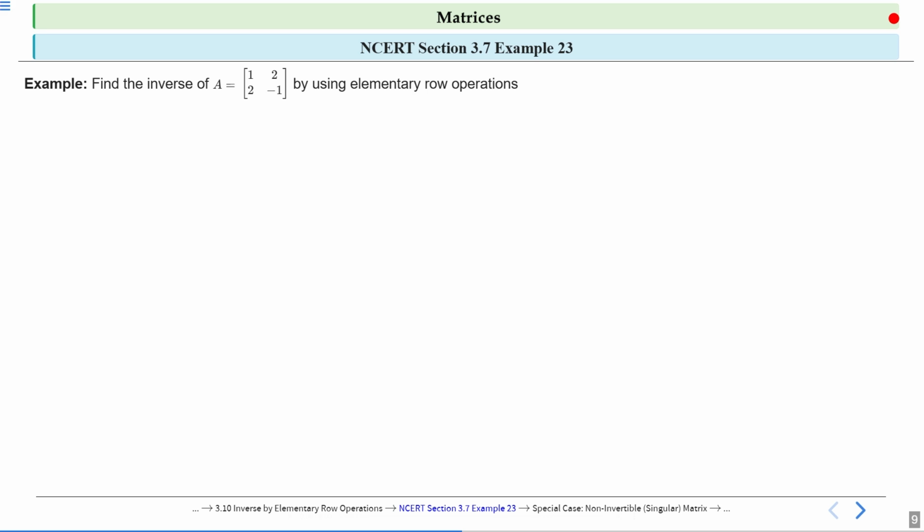Next, NCERT section 3.7, example 23. This example says find the inverse of A. We need to find the inverse of matrix A, and matrix A is given as [1, 2; 2, -1], by using elementary row operations, okay?